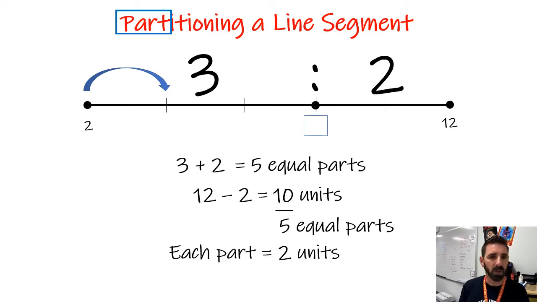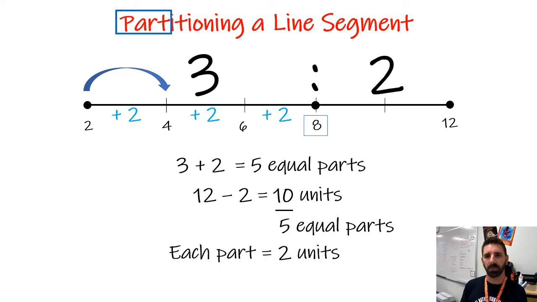And so all we have to do then is give 3 parts, which are all 2 units apiece, to the left-hand side, and then just count over by 2s until we get to the middle. So if we count by 2s 3 times, that'll get us to this point, 8. Okay, so 8 should be the point that partitions this line segment into a 3:2 ratio.